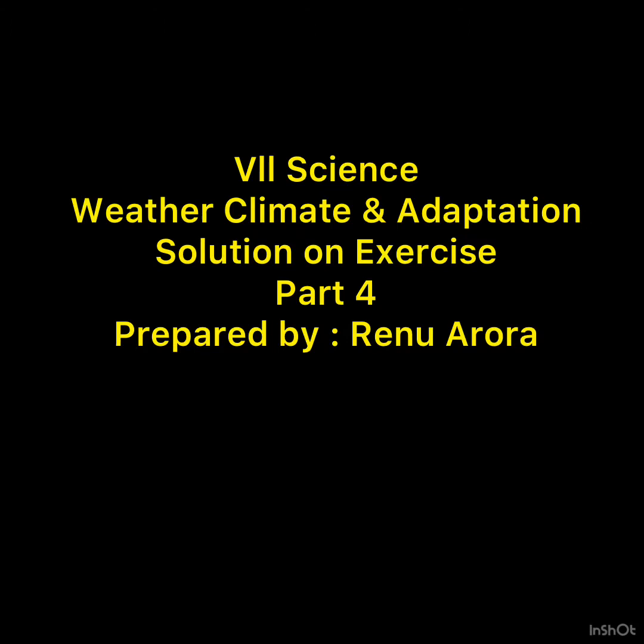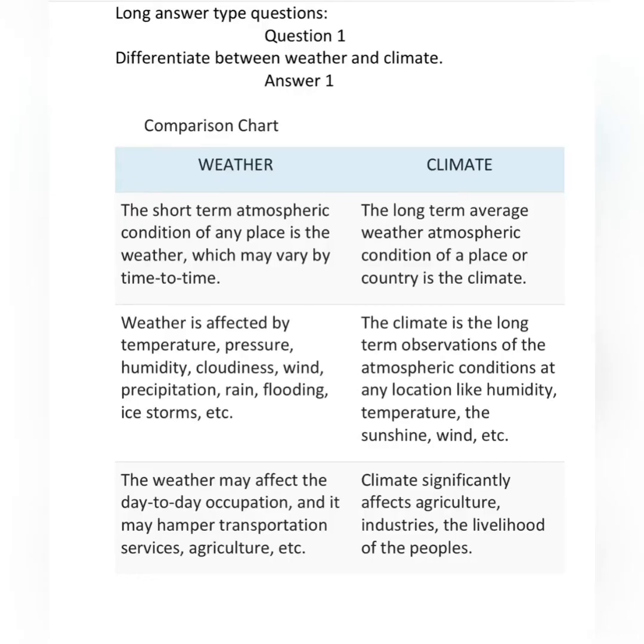In this module, we will discuss the solution on exercise: weather, climate and adaptation. First of all, we will discuss the difference between weather and climate. Weather is the short-term atmospheric condition of any place which may vary from time to time. And climate, when the weather of a place remains the same for a very long time, say for 25 years, then it is called climate. Weather is affected by temperature, pressure, wind, humidity, rainfall, flooding, and ice storms.